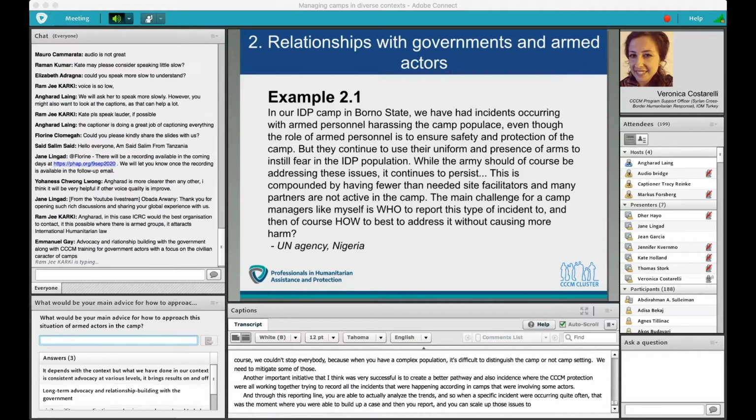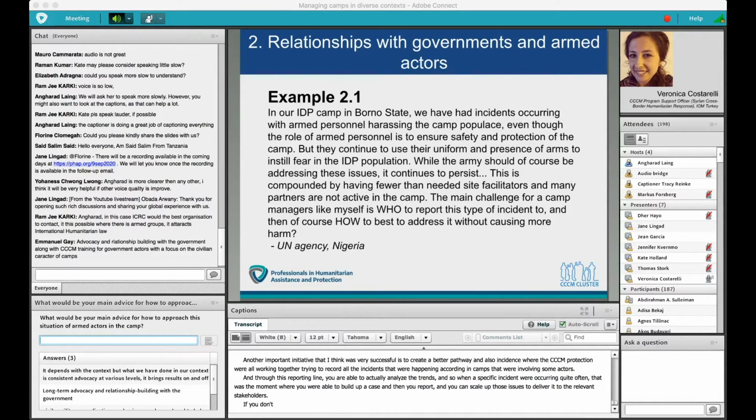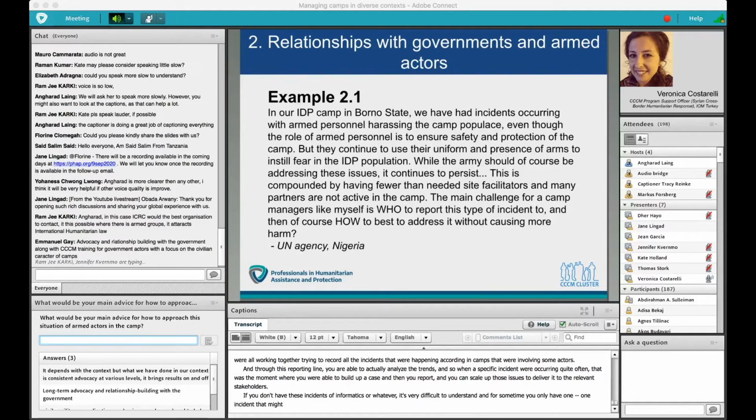If you don't have an incident reporting matrix or referral matrix or whatever, it's very difficult to understand whether a single incident might have occurred occasionally or not. And sometimes you are also able to analyze whether specific groups were always involved in this type of incident.